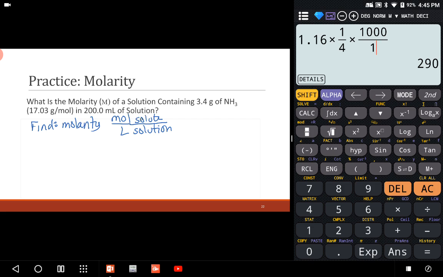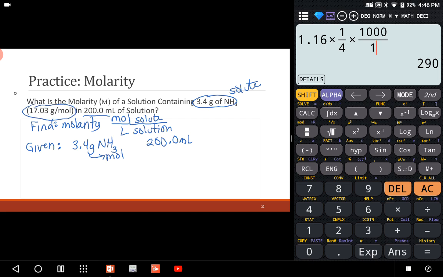So I am not given moles of solute, instead I am given grams of solute. I am given 3.4 grams of NH3. I am given volume also. So at least I'm given the liters of solution. I'm given it in milliliters, but I'm going to have to convert this into moles. And I'm going to use the molar mass in order to do that.